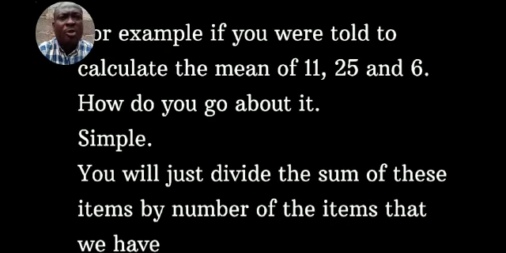Now, for instance, if you were told to calculate the mean of 11, 25, and 6, how do you go about it? So simple. You will just divide the sum of these items by the number of items that we have. To calculate the sum, you are going to say 11 plus 25 plus 6. That is the sum. And to know the number of items, you are going to say 11 number 1, 25 number 2, 6 number 3. So we have 3 items.